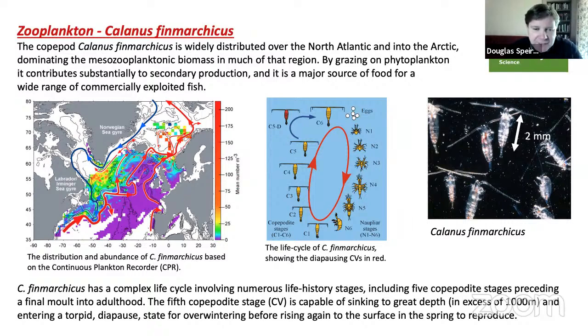But another feature of the life cycle is, you can see at the top left of that diagram, you've got C5D. So what's happening there is that the pre-adult stage C5 can enter a torpid state in the winter, where they sink down below the upper layers. They sink down to many hundreds of meters, even thousands of meters in depth, where they go into a state called diapause and will overwinter in that state before popping back up to the surface and molting into adults and starting their life cycle over again. The photo on the right shows you what they look like, about 2 millimeters long as adults.